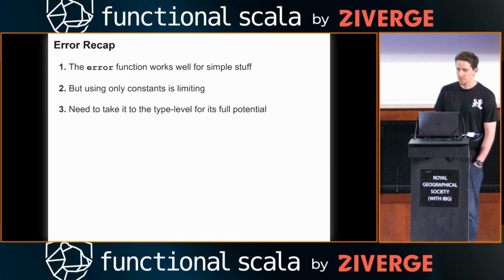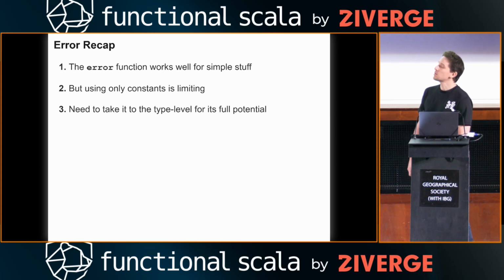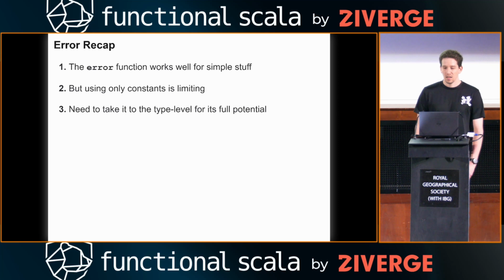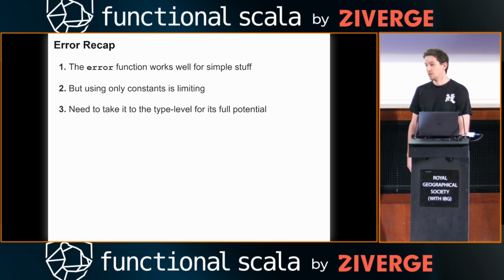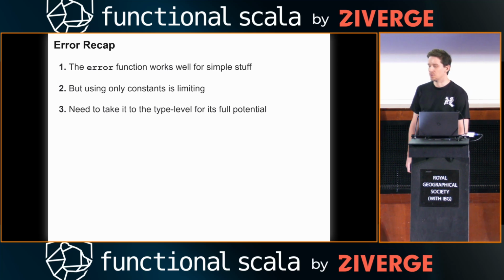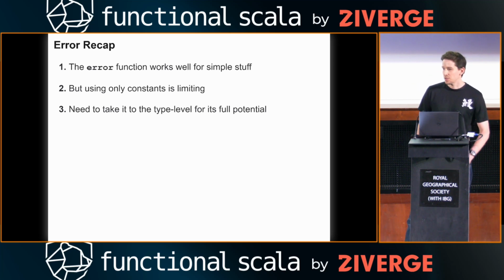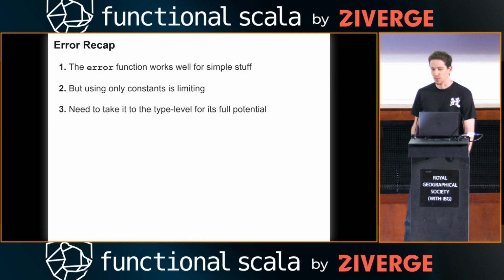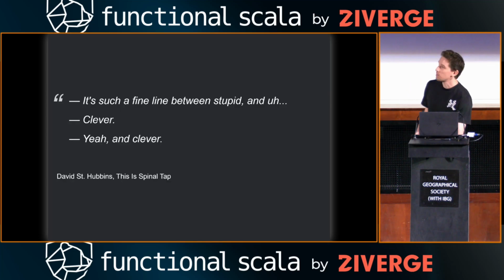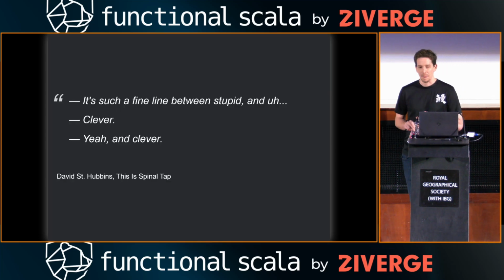So to conclude this part, the error function is quite useful for simple static errors. But as we just saw, this limitation of using only compile-time constants is very limiting, unless we want to take it to the next level and use type level computation at compile time to provide more interesting types and string literals to the error function. And what we saw here just a slide ago is just a hint of what we can actually achieve. So for the next step, let's dive deeper into type level programming in Scala 3.